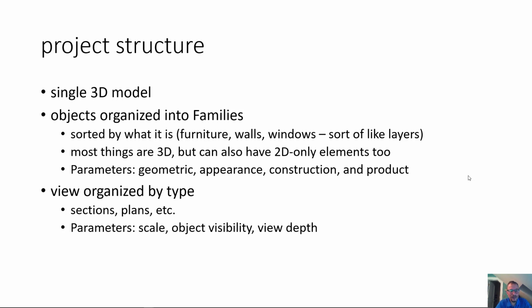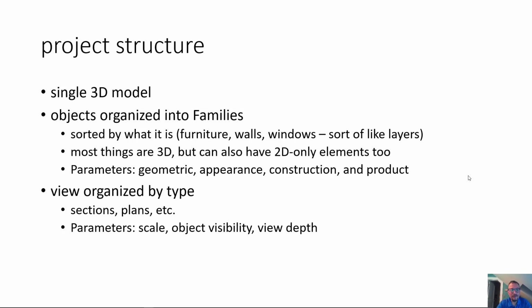Views are organized by the type of view. And we'll look at that when we take a look at Revit. But basically, sections are grouped together, plans are grouped together. Some of them you don't see until you create them. So for example, if you create an interior elevation, it puts it in an interior elevation grouping. But that grouping doesn't exist until you create interior elevations. So it's a little funny that way.